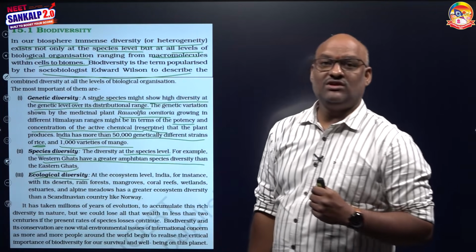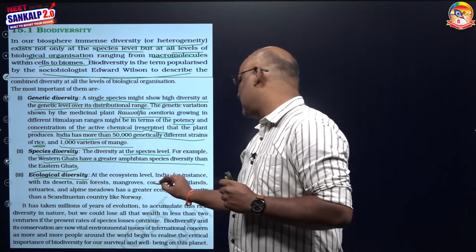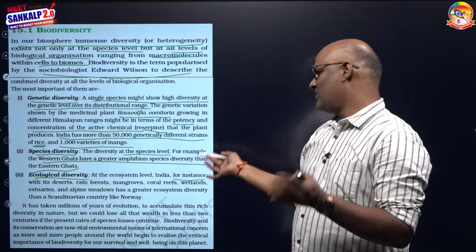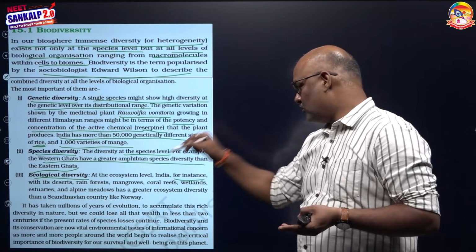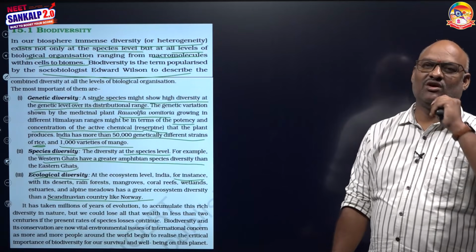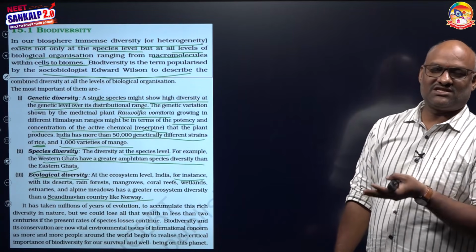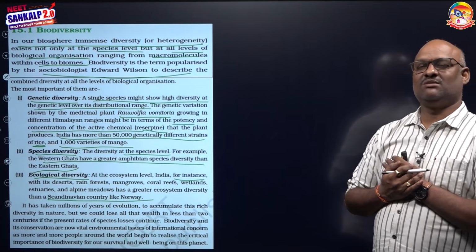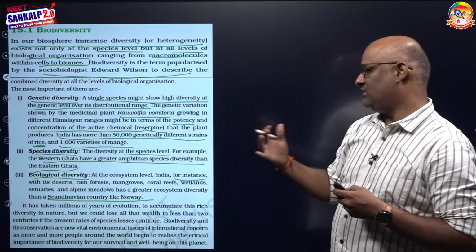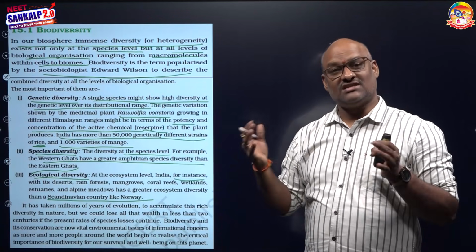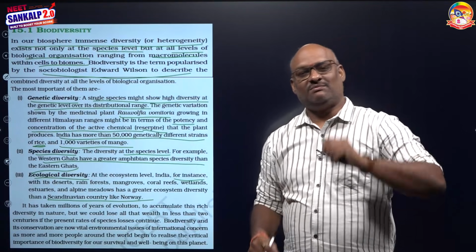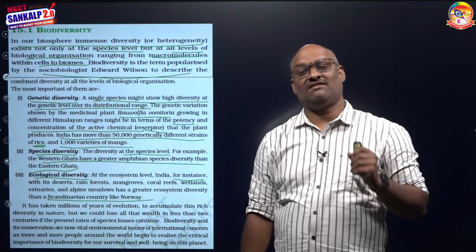Then ecological diversity, between two different ecosystems. At the ecosystem level, India, for instance, with its deserts, rainforests, mangroves, coral reefs, wetlands, estuaries and alpine meadows, is more diversified than a Scandinavian or European country like Norway, because Norway does not have as much diversity as India has. This is about the three different types of diversity. For this diversity to form, it has taken millions of years, so it is our responsibility to protect it. Here we are discussing biodiversity and its conservation.